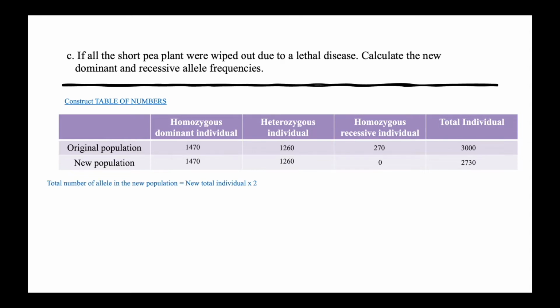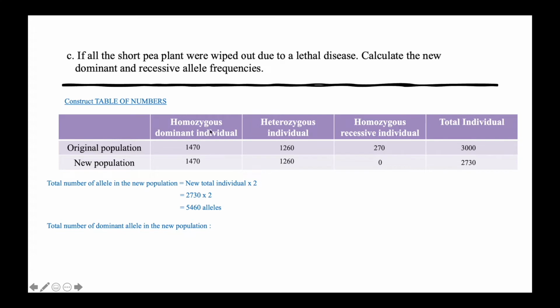First, let's find the total number of allele in the new population, since every individual carried 2 copies of the allele. So therefore, to find the total number of allele in the new population, you simply multiply the new total individuals by 2, giving you the value of 5,460 alleles.